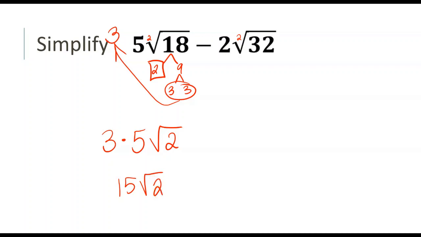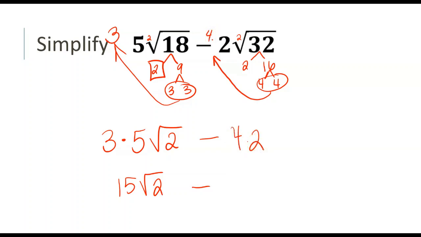All right, let's try that same thing over here with 2 times the square root of 32. Break it down. 2 and 16. 16 is 4 and 4. I have 2 of the same number. It breaks free to the outside so that it becomes 4 times 2. Whatever's left over stays inside the radical. 4 times 2 is 8. So I have 8 square root 2.